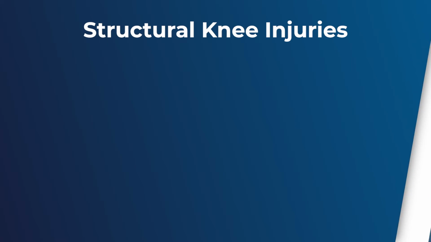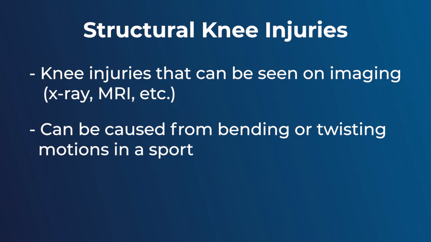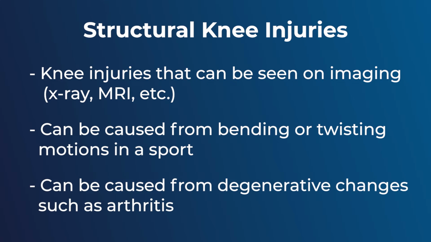So there are two main categories when we talk about knee injuries. One is structural and the other is functional. Structural injuries are things that we can see on imaging. And this can be caused in a multitude of ways, whether that's a bending, twisting mechanism in a sport or long degenerative changes. For instance, a meniscus tear can occur from a twist on the knee, or getting out of the car, or turning to hit a tennis ball. Whereas arthritis or a tendonitis can occur from long overuse on that knee. So two different types of things, but both are structural in nature, and both can be seen on imaging.